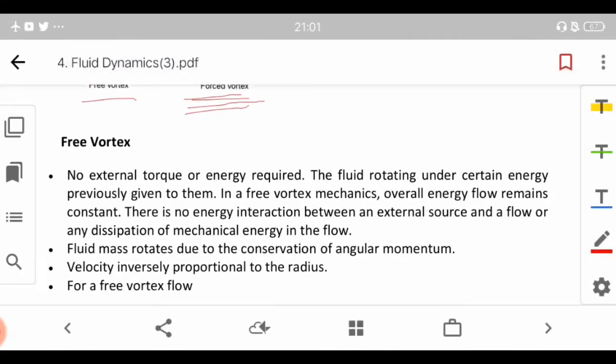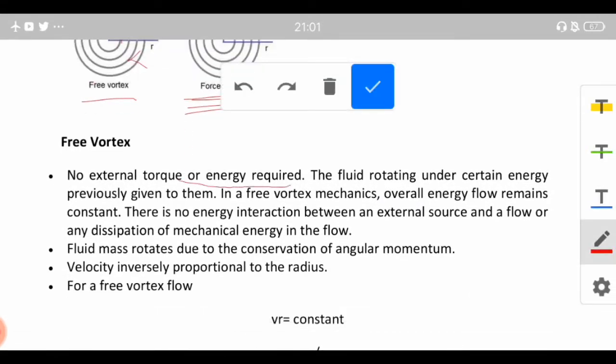So free vortex, no external torque or energy is required. The fluid rotates under the certain energy previously given to them. In a free vortex, overall energy flow remains constant and there is no energy interaction between the external source and the flow or any dissipation of mechanical energy in the flow. So in free vortex, there is no requirement of external force or torque.